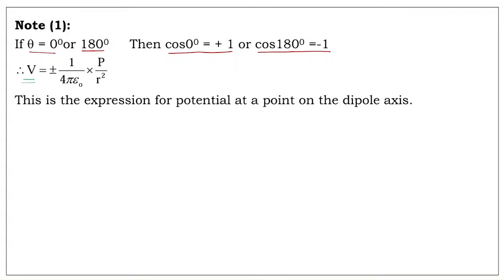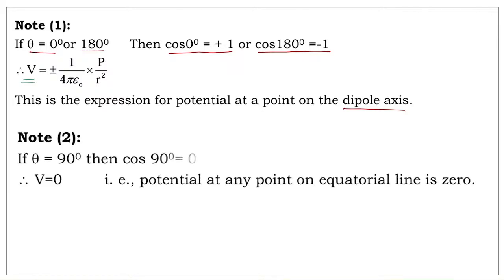V is equal to plus or minus 1 by 4 pi epsilon naught into P cos theta by R square. This is the expression for potential at a point on the dipole axis. Note 2. If theta is equal to 90 degree, then cos 90 degree is equal to 0. Therefore, V is equal to 0. Potential at any point on equatorial line is 0.